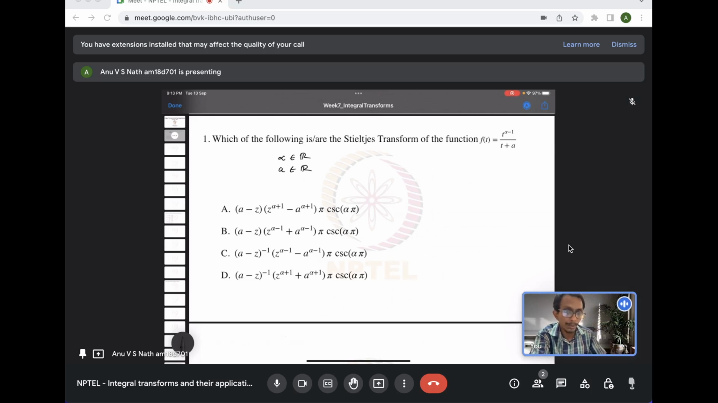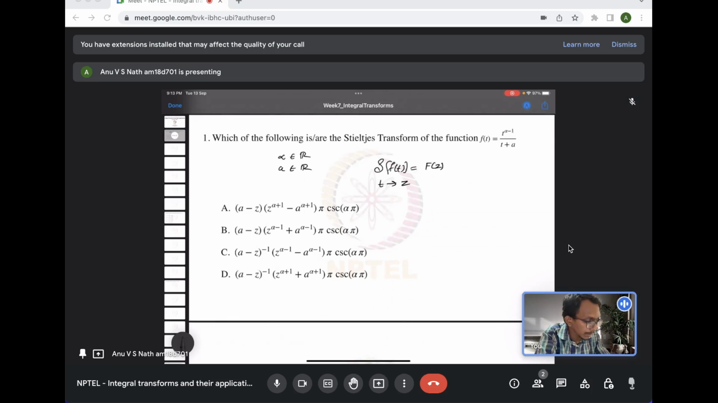I guess all of you know the definition. Let me write it. The Stieltjes transform of any function f of t, from the variable t to z, should be a function of z. Let me represent that as capital F of z. This is the integral from 0 to infinity of f of t divided by t plus z, dt. Here z is any number, can be complex also, doesn't matter. This is the definition of the Stieltjes transform.